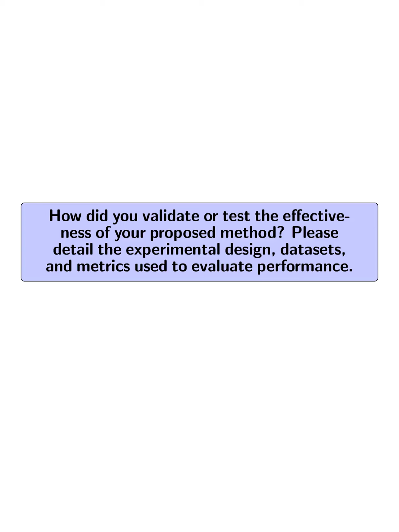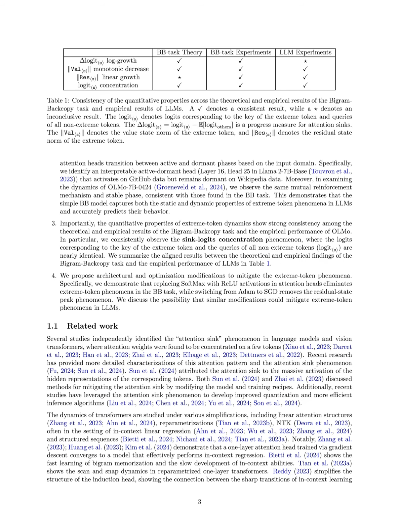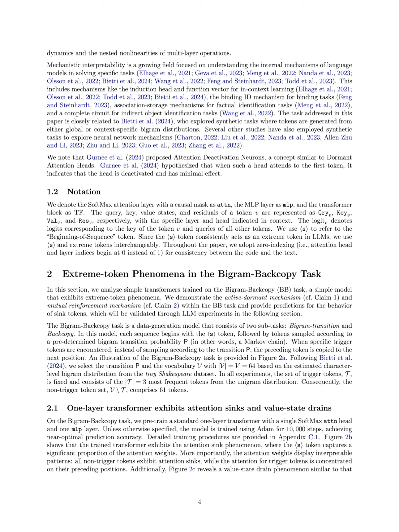How did you validate or test the effectiveness of your proposed method? Please detail the experimental design, datasets, and metrics used to evaluate performance. To validate the effectiveness of our proposed method, we conducted experiments using a simplified transformer architecture, trained on the bigram backcopy (BB) task, which exhibits extreme token phenomena. We trained 1 to 3 layer transformers on this task, utilizing a dataset derived from the Tiny Shakespeare dataset to establish a bigram transition probability.